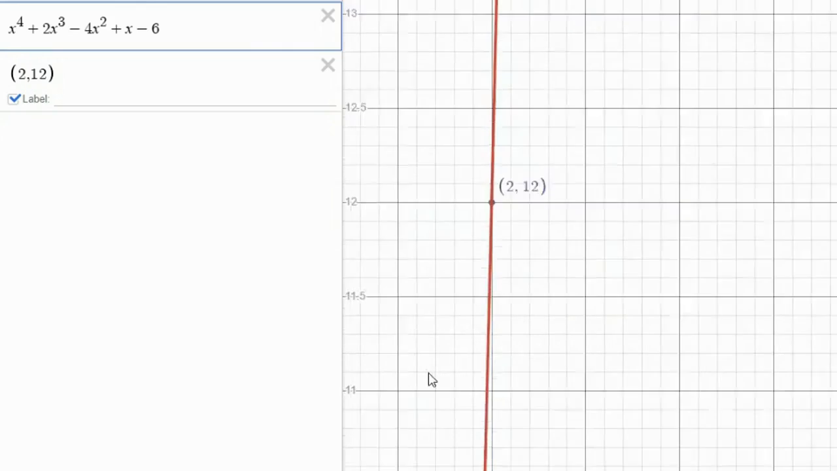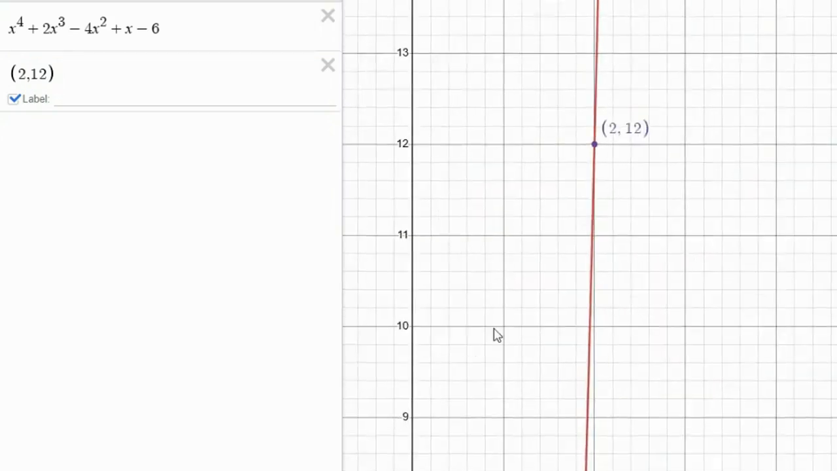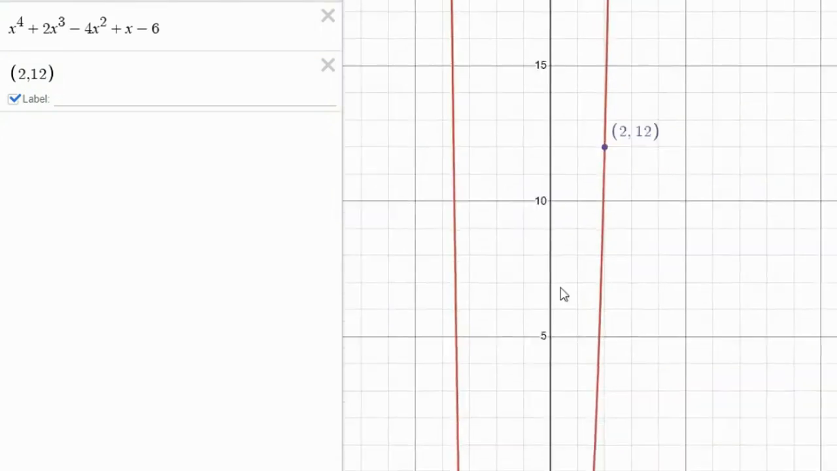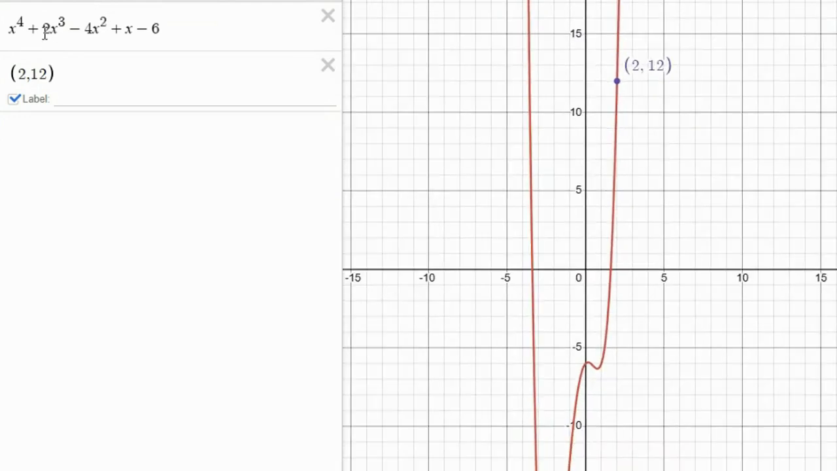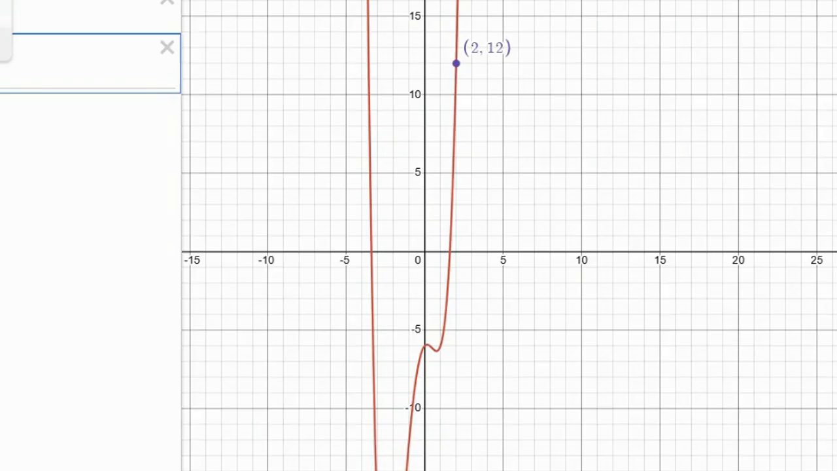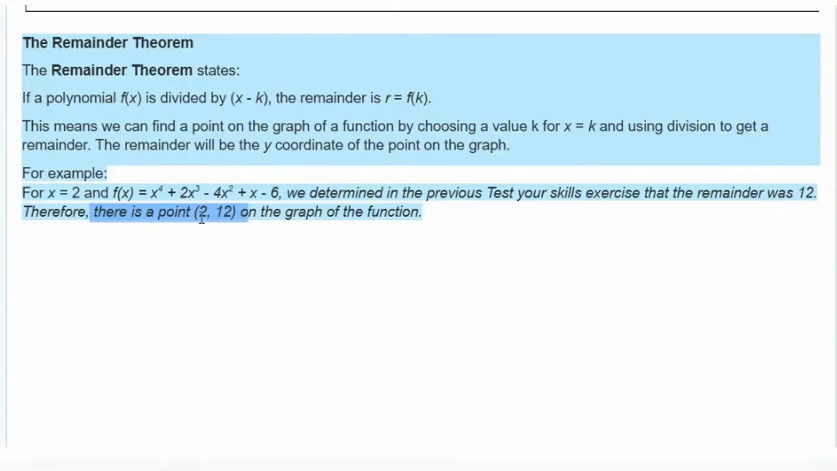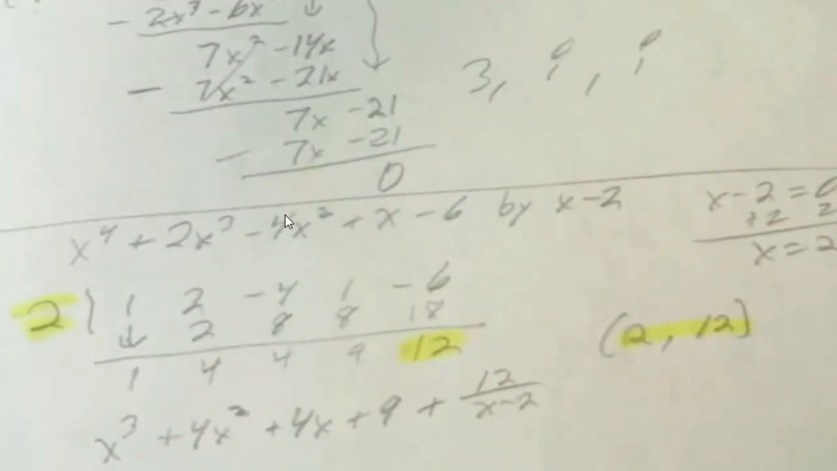That is a pretty cool theorem right there. I'll zoom back out here. But we can divide a number into this and the remainder theorem tells us whatever the remainder is, that is the point on the graph of what we divided by. (2, 12). And we could have done the division either way. You can do it long division or you can do synthetic division.